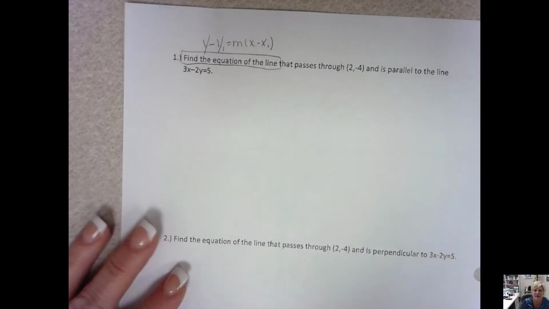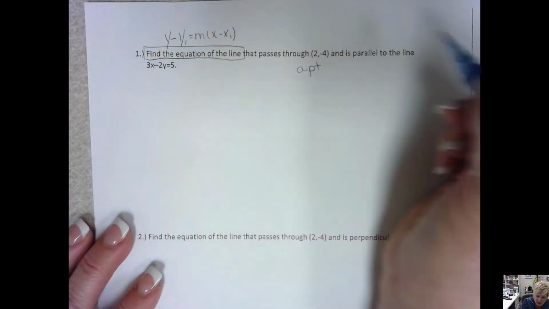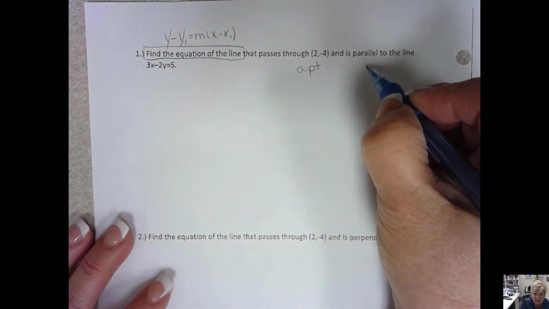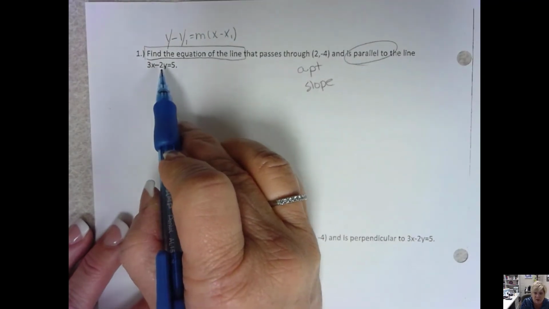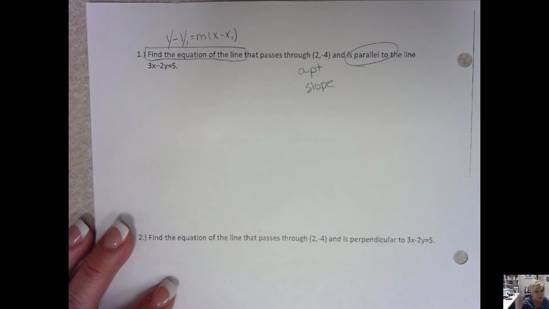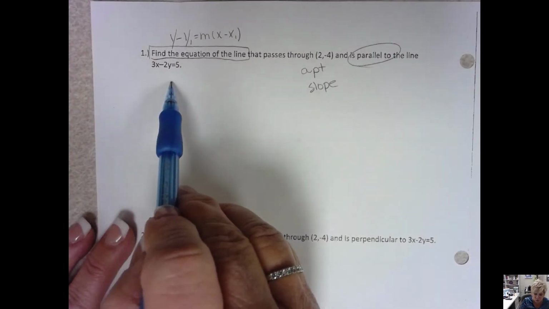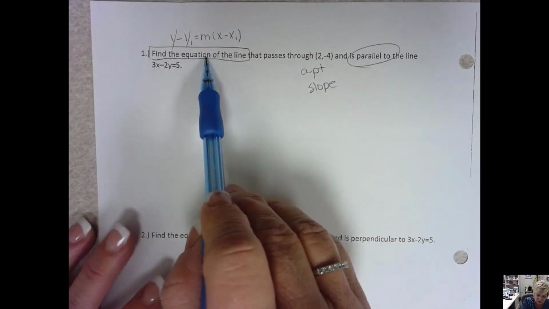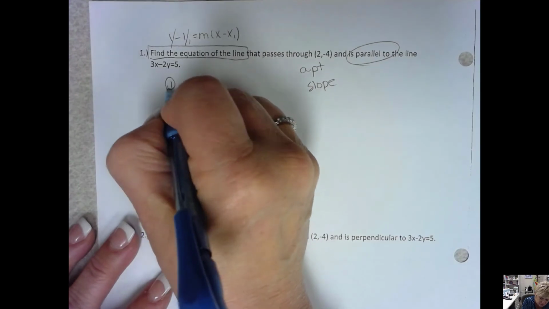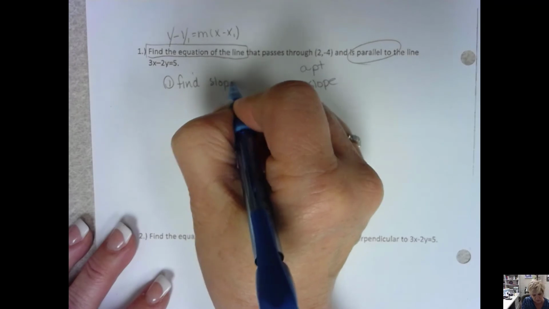Okay, so to find the equation of a line, you need a point, which we have, and you need the slope, but you don't have the slope. All you know is that the line we want is parallel to this line. So it makes sense that if we find the slope of this line, we'll have the slope of the line we want. So the first thing we need to do is find the slope of my line that's given.